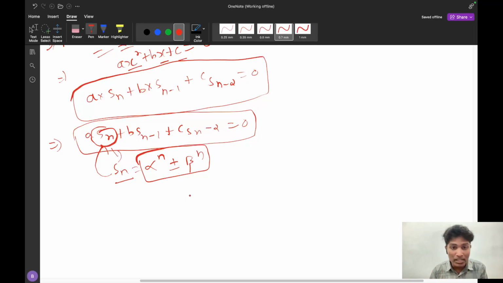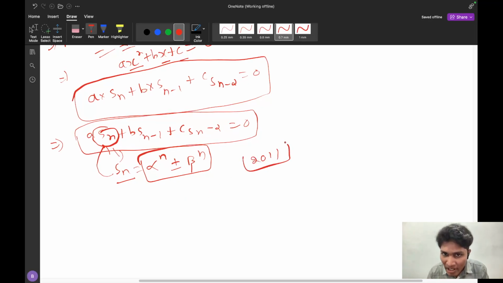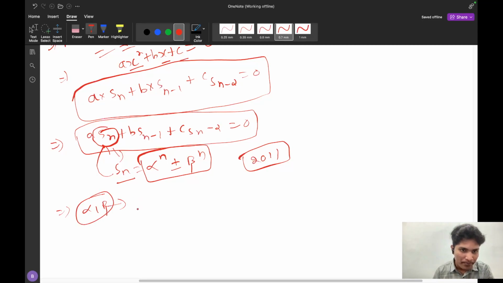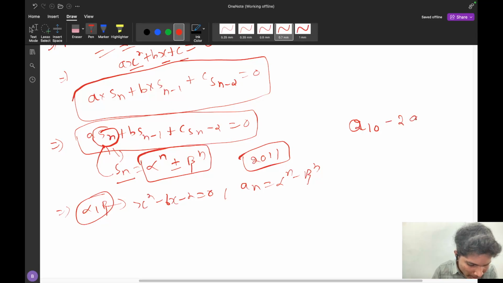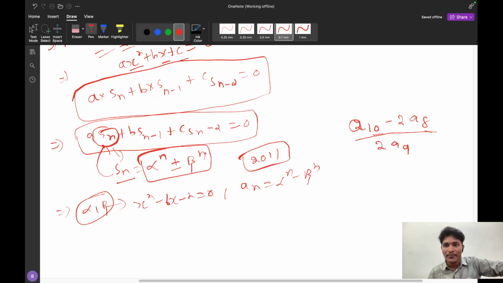The first question, which is a 2011 question, is relevant because it has high probability to repeat. Alpha, beta are the roots of this equation, x square minus 6x minus 2 is equal to 0, and they gave a_n equal to alpha power n minus beta power n, and they are asking a10 minus 2a8 divided by 2a9. Yes, if you observe carefully, 10, 8, 9 are the consecutive values 8, 9, 10.